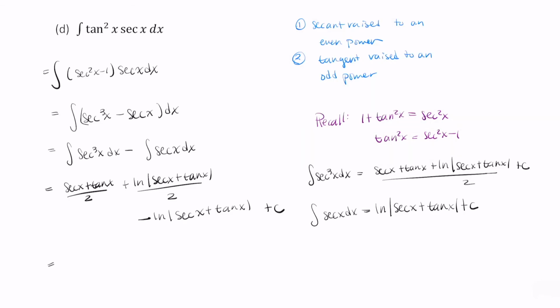So in our final step, we're writing secant x times tangent x over 2. That is not changed. And then we have minus the natural log of secant x plus tangent x divided by 2, plus a constant. So again, this indefinite integral evaluates to this right here. I hope this video was helpful.